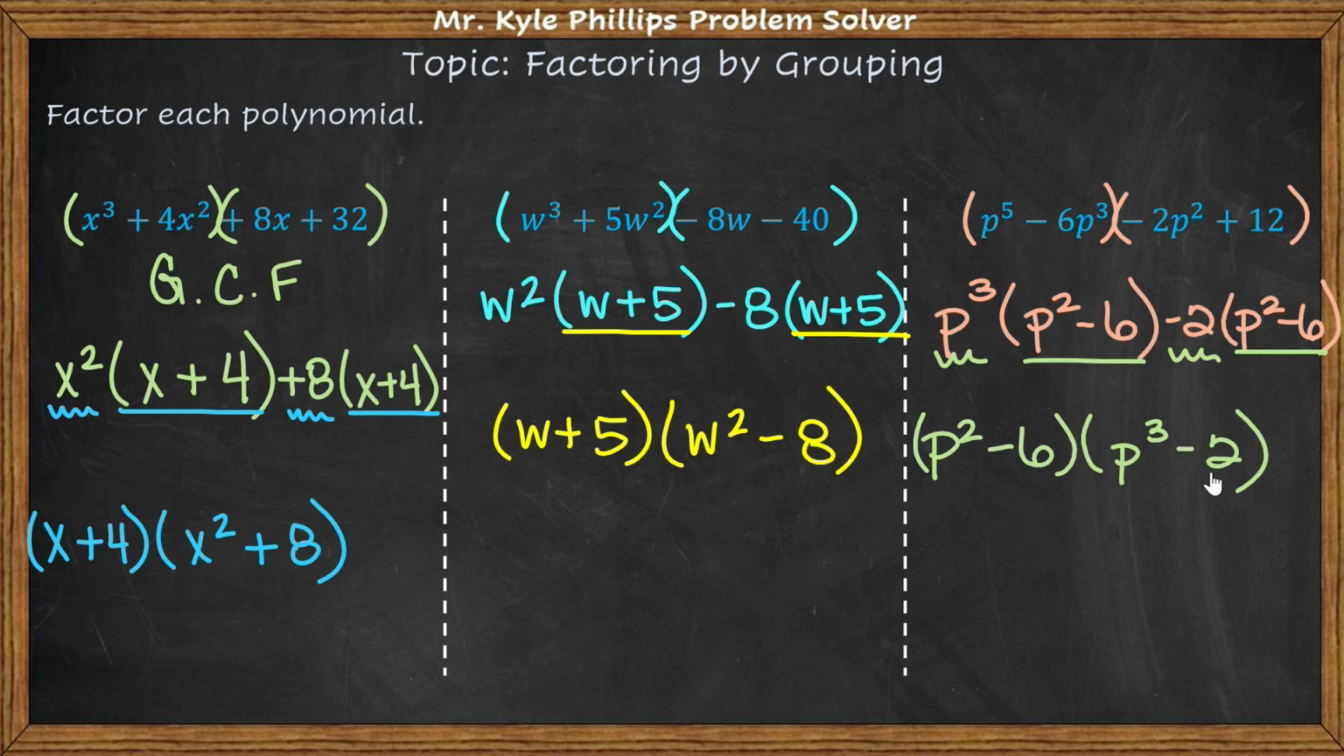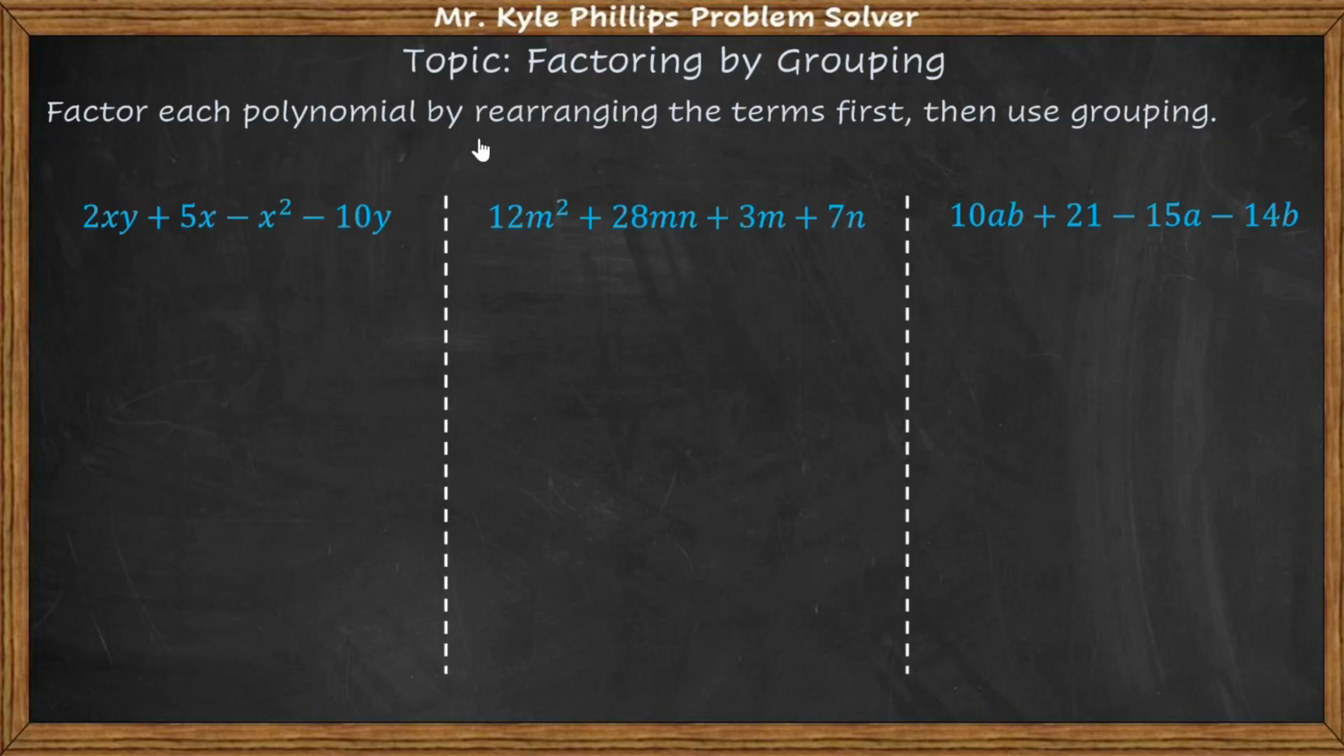What if it's a little bit harder than just grouping the first two and the last two? With these examples, they tell us to factor by grouping, but we were going to need to rearrange the terms first. Now, here's when you know you're going to need to rearrange the terms. What if I go ahead and group the first two and the last two, and I try to GCF?